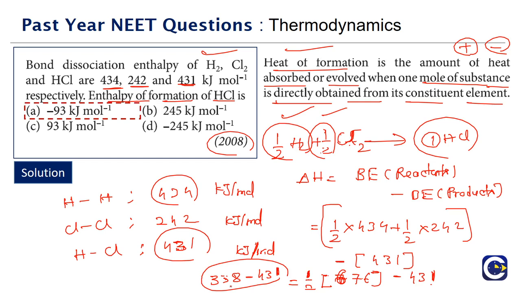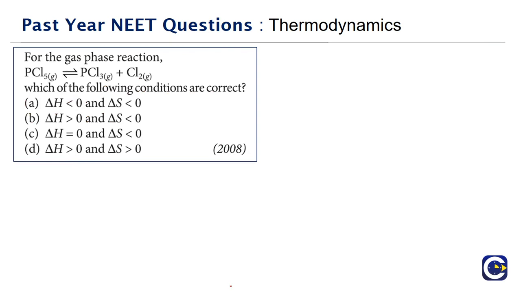Okay, so all we are doing is we are just expressing the equation for the formation of HCl, and based upon the bond energy relations, right, enthalpy and bond energy relation, we are able to find what is the enthalpy change for this reaction. Okay, so what is the correct answer for this? It is option A. Next we have a question that has come in the NEET paper 2008.